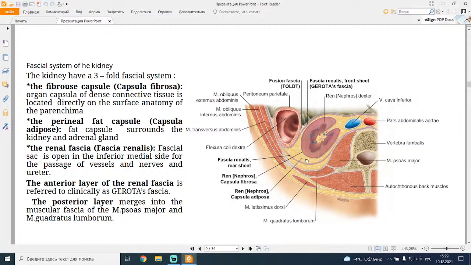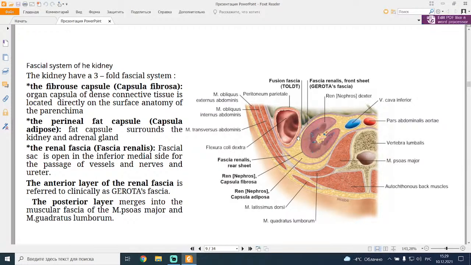Capsula adiposa: a fat capsule surrounds the kidney and adrenal gland. The renal fascia, fascia renalis, is a fascial sac that is open on the inferior medial side for passage of vessels, nerves and the ureter.